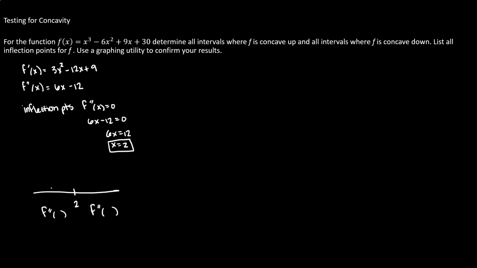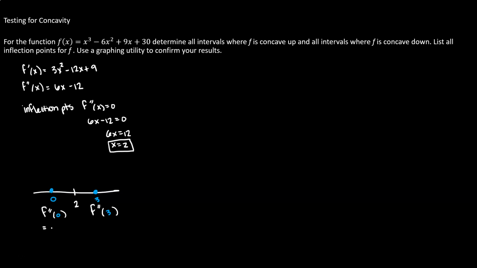To the left of 2, I'm going to pick 0. So I'll plug that into my second derivative. And to the right of 2, I'll pick 3. So we'll plug 3 into our second derivative. And again, we don't care what the value of the second derivative is. We just care if it's going to be positive or negative.